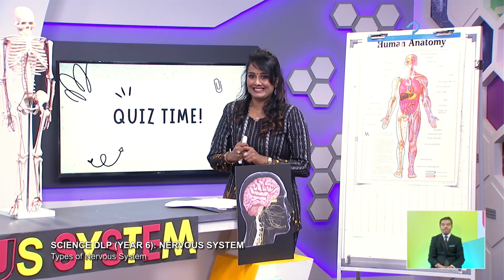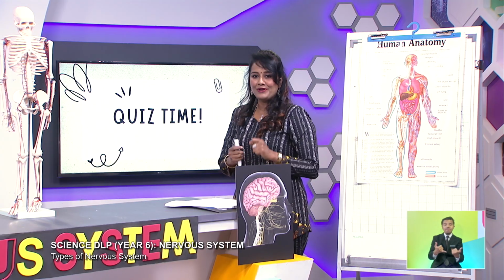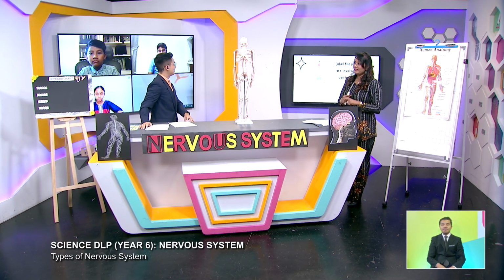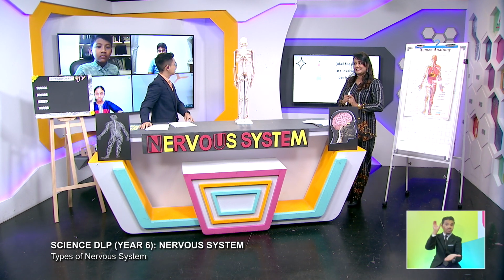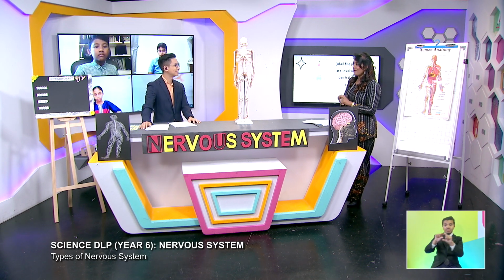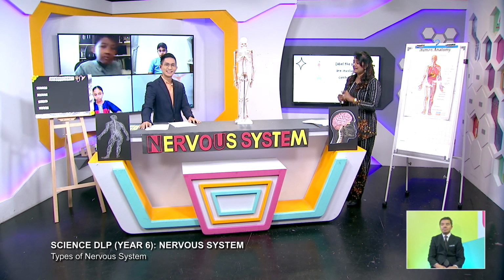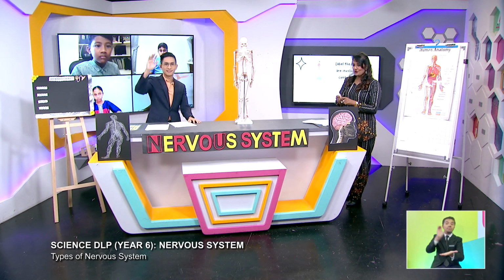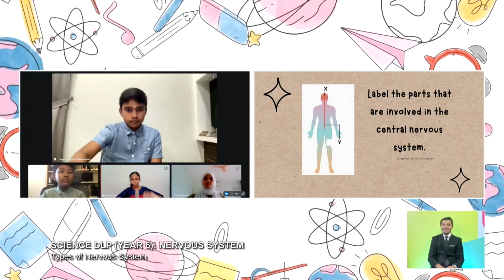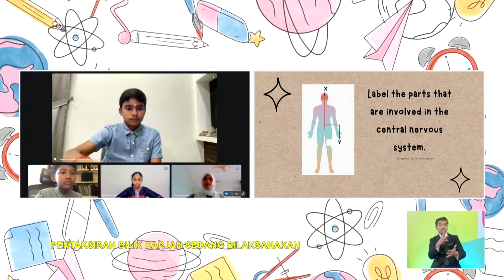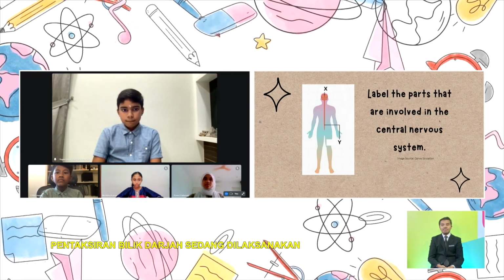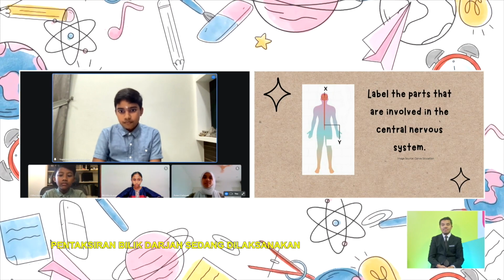So, we have a quiz time now. We are going to ask our students out there. My question is, label the parts that are involved in the central nervous system. Let us ask our students there. Who can tell me what is labeled X there? Raise your hand. Yoga first. Go ahead, Yoga. What is X there? Yoga? I can't hear you. Brain. Okay, very good. Well done.